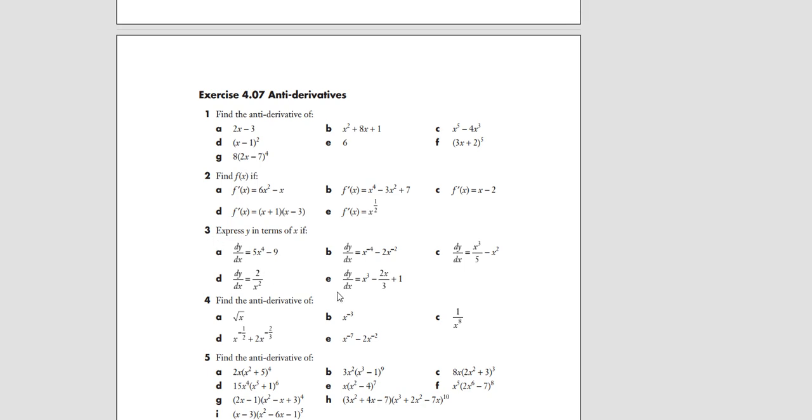If you look at the third question, they are saying to find y in terms of x. See, the first one they said find the antiderivative. The second one they said find f of x given f prime of x. The third one they are saying find y in terms of x, which is again an antiderivative, right? Again, you apply the exact same formula for each one of these items.